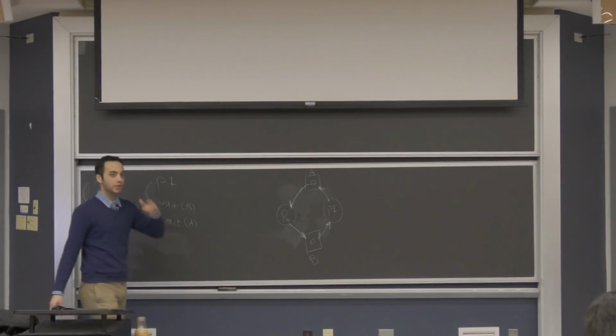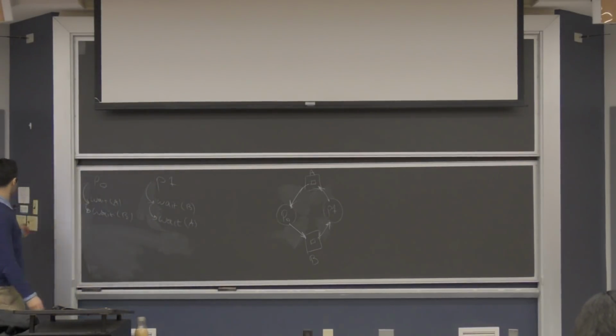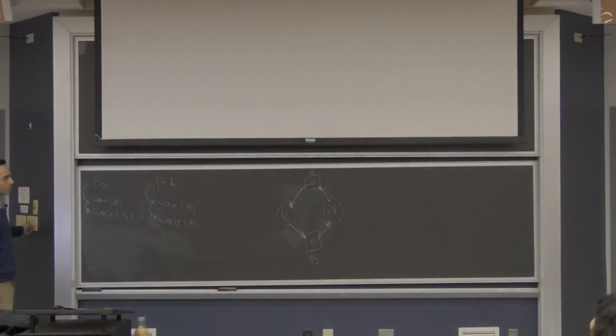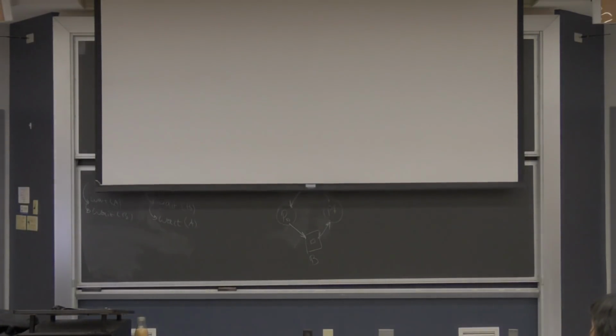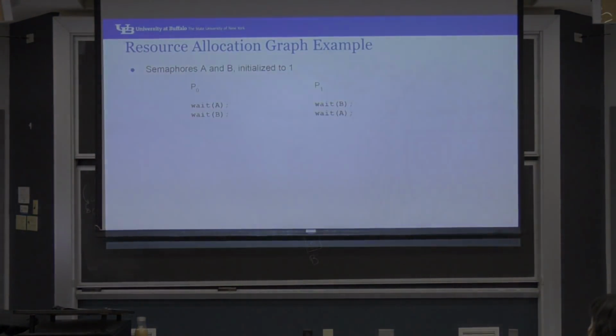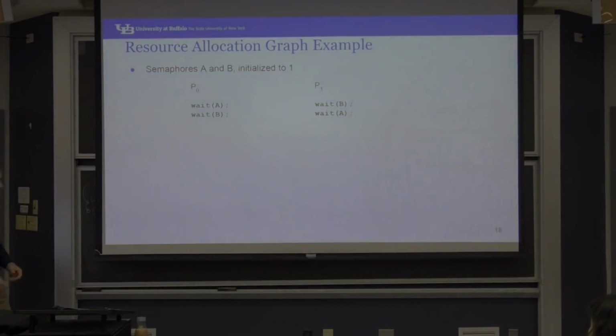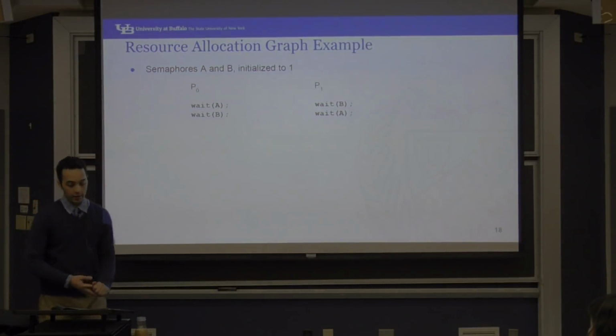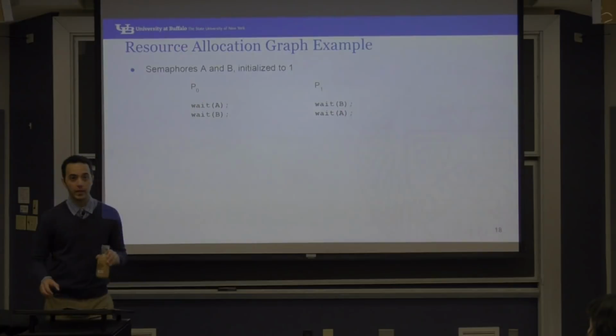So in the resource allocation graph, let me bring this down. Resource allocation graph allows you to find if the current state is a deadlock.